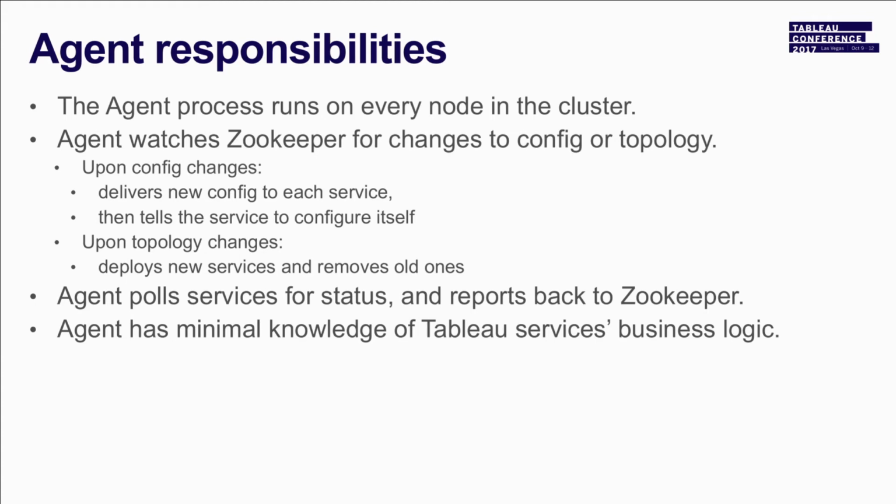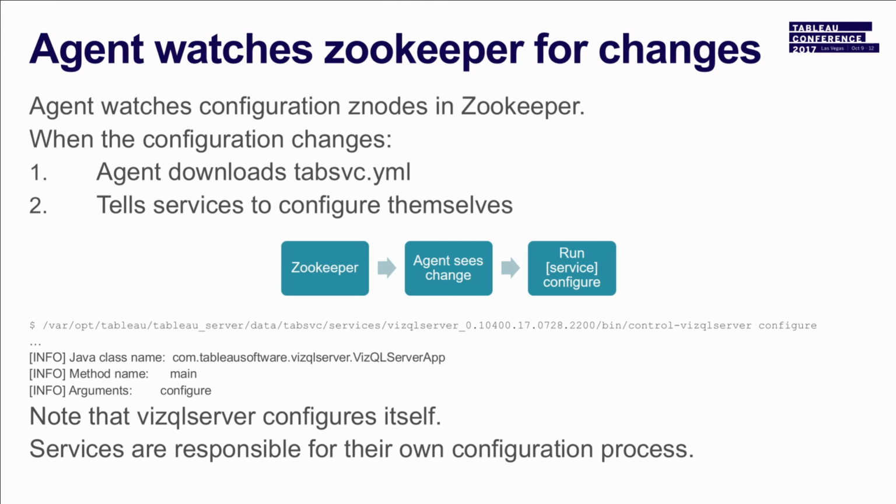One of the things we've tried to do with agent is it has very little knowledge of the Tableau services business logic. So this tries to be generic about the differences between vSQL Server and vSPortal. All of the configuration-specific logic for the Tableau processes lives in those processes. So as I said, agent watches for configuration changes in Zookeeper. And when the configuration changes, agent will process the updated tabsvc.yaml and tell the services to go configure themselves.